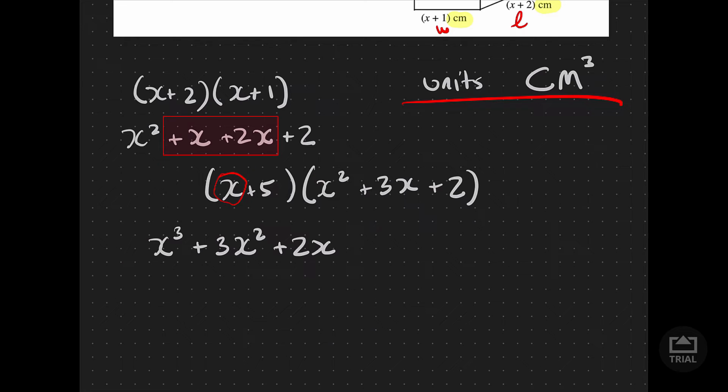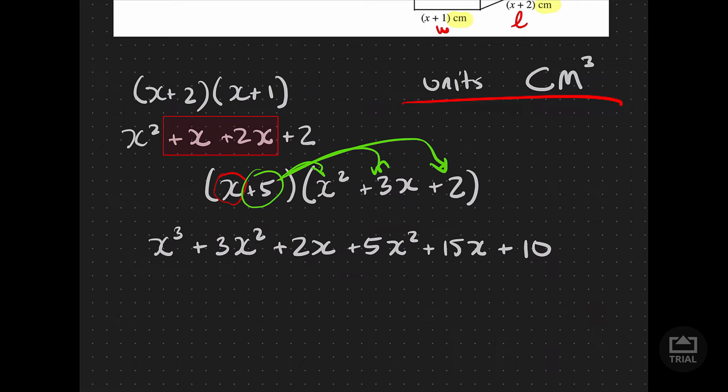Now let's move on to the second term of the binomial, the 5, and multiply it in succession to each of the terms in the trinomial. So I have 5 times x squared, which is a positive 5x squared. 5 times 3x is a positive 15x. And 5 times 2, they're both positive, so I have a positive 10.